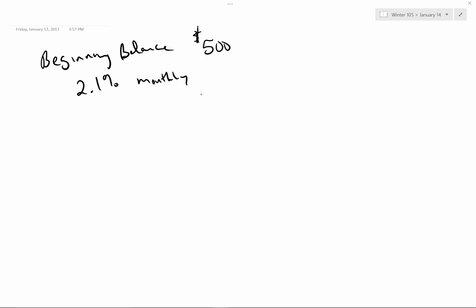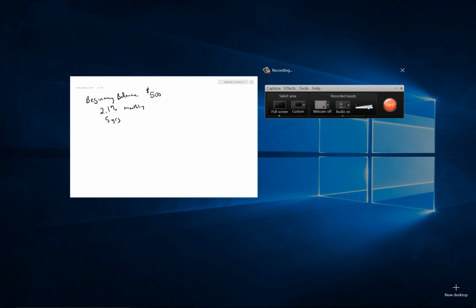Now, let's do an example here. So suppose you have a beginning balance of, well, let's just say $500, sure. And you get 2.1% interest from your bank, which is fabulous. If you get that, man, run with it. That's awesome. And monthly, of course. And you're going to leave it in there for 5 years. You're just going to let it sit. How much will you have? I don't know. Let's go find out.